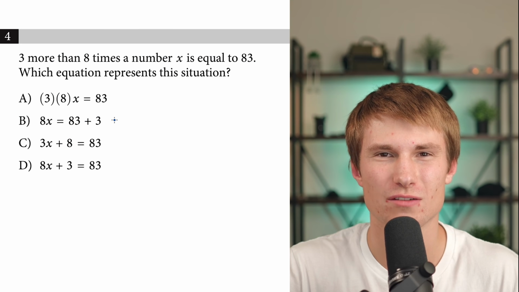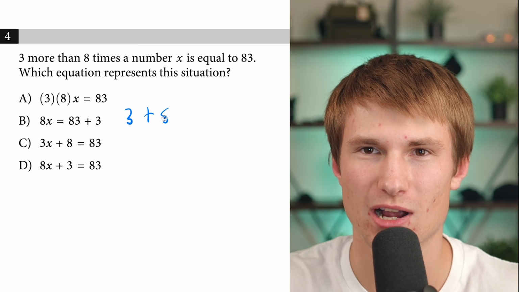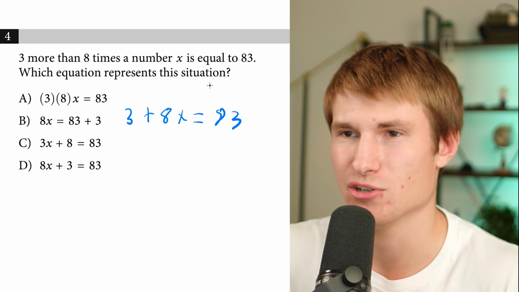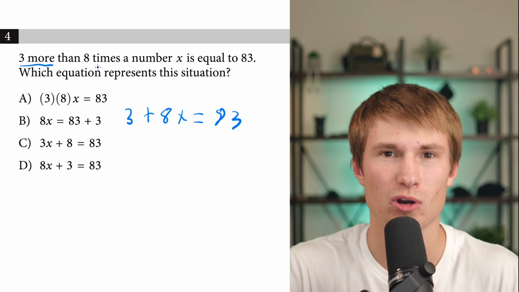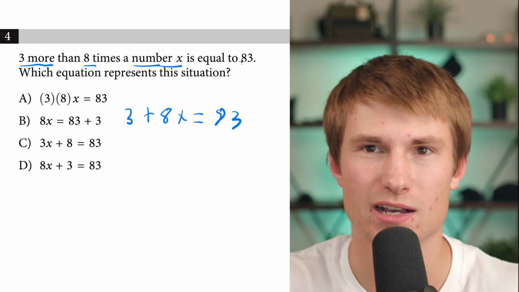Here's how to efficiently solve this SAT math question. The question states, 3 more than 8 times a number x is equal to 83. Which equation represents this situation? One thing you'll note is as I read the question, I started writing down the equation. I noticed we have 3 more. That means 3 plus something, 8 times a number, which is represented as x. So plus 8x is equal to 83.